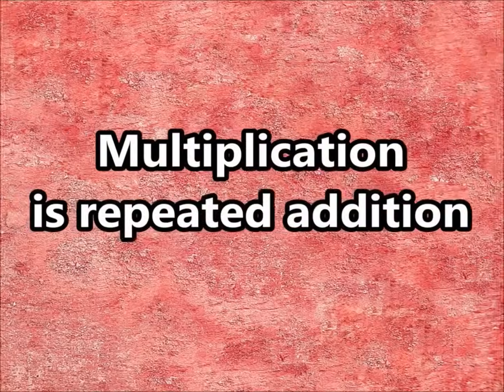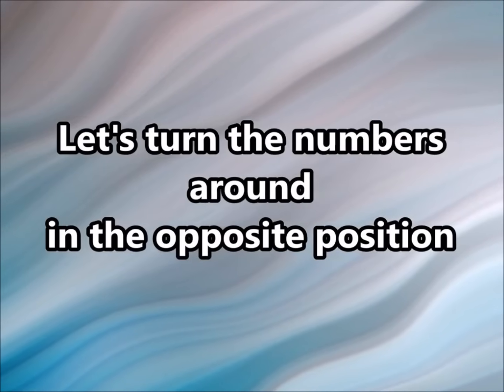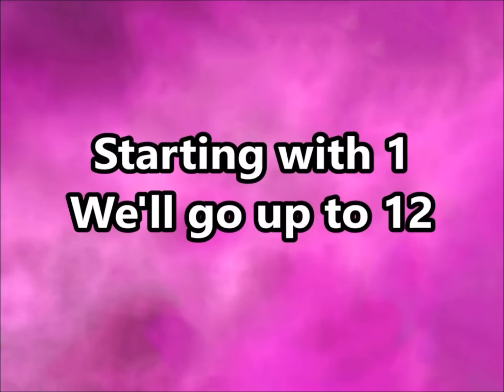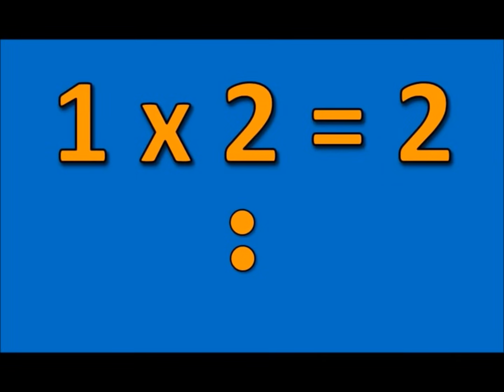Multiplication is repeated addition. Let's turn the numbers around in the opposite position. Starting with 1, we'll go up to 12. Say it with us till you can do it yourself. Let's go! 1 times 2 is 2.